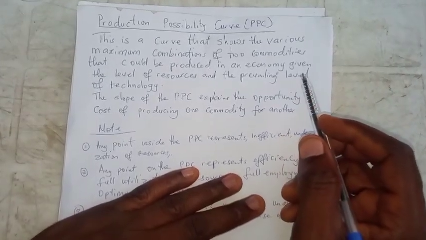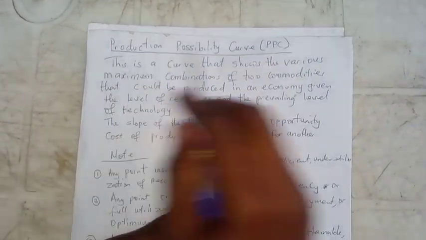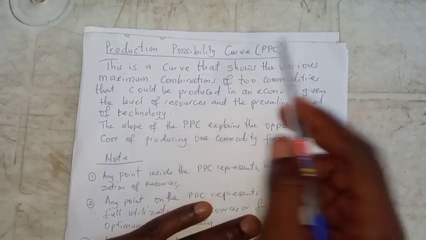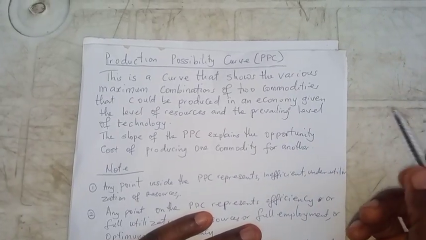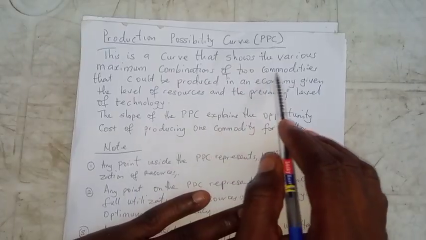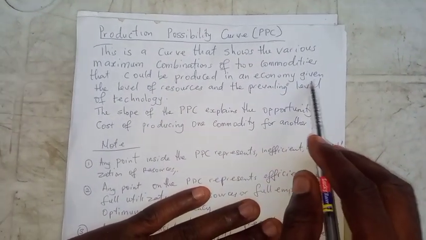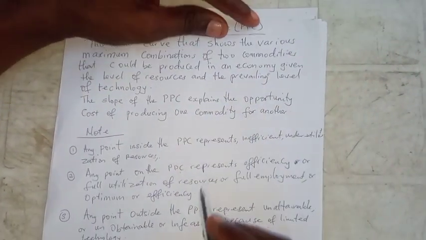So today we'll be talking about the production possibility curve. The P here represents production, the second P is possibility, and the C is curve. So what does this curve really show? This is a curve that shows various maximum combinations of commodities that could be produced in an economy given the level of resources and prevailing level of technology.